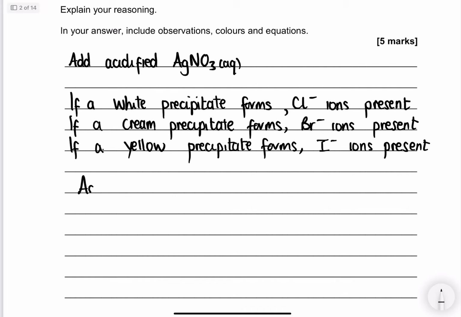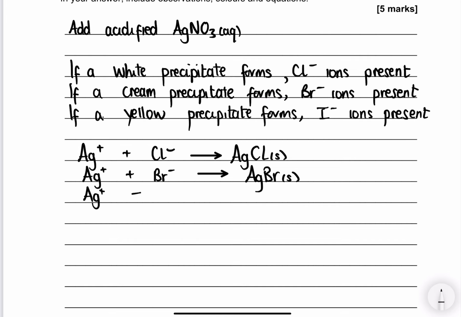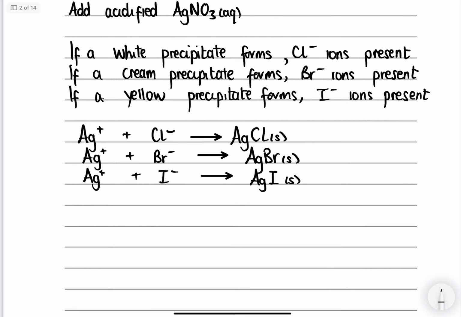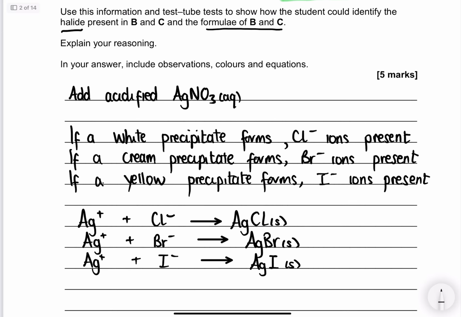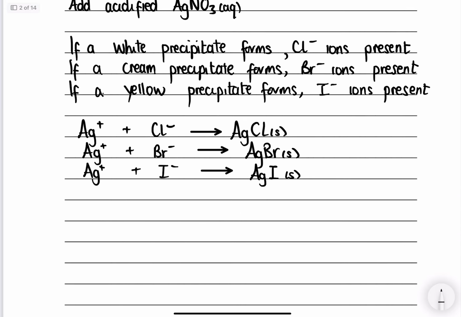We do need to write an equation. So Ag plus Cl minus gives me our precipitate of AgCl solid. Ag plus Br minus gives me AgBr solid. That's our cream precipitate. Ag plus I minus gives me AgI, and that's my yellow precipitate. So far all I've done is said how I could identify the halide ion present, and I've shown observations and equations. How could I come up with the formula of B and C?